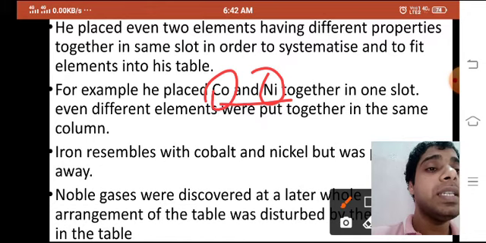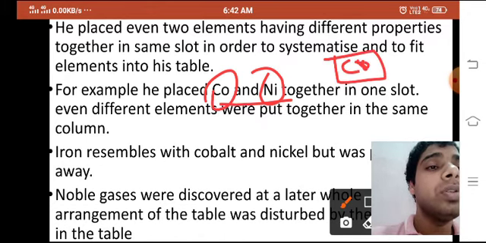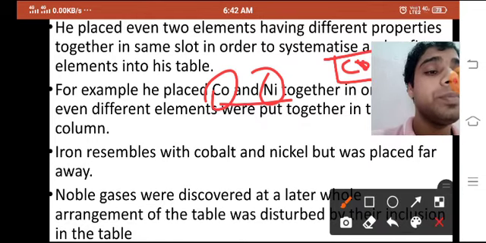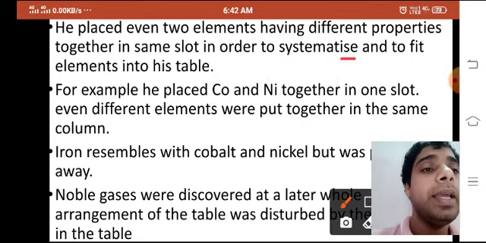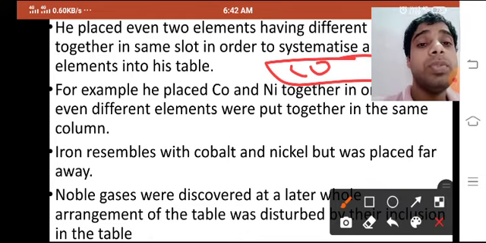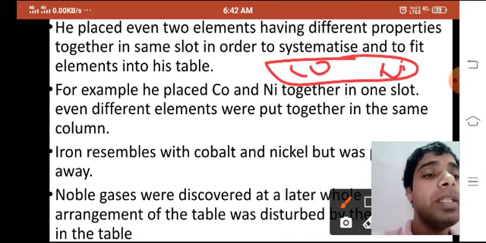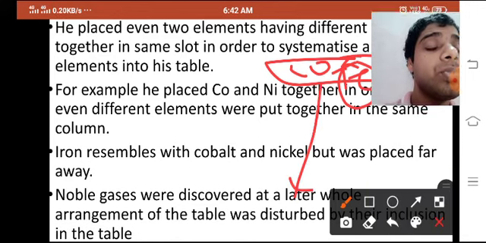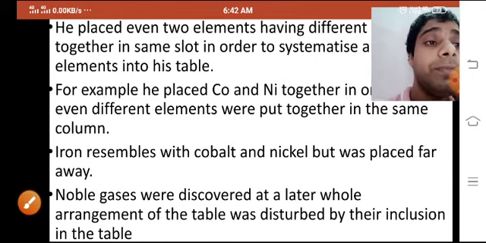So why did he take the same slot? He placed Co here and nickel in the same slot. So that was the confusion. Iron resembles cobalt and nickel, but he couldn't place iron in between cobalt and nickel. He placed iron at a very large distance. So this was once again a problem.